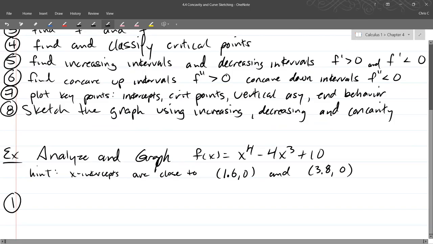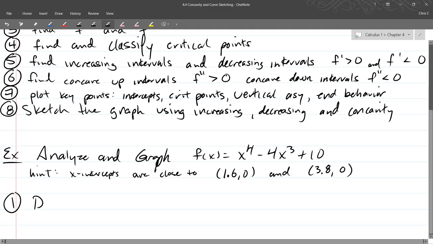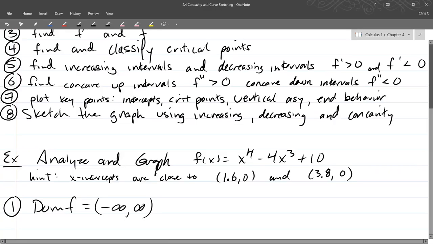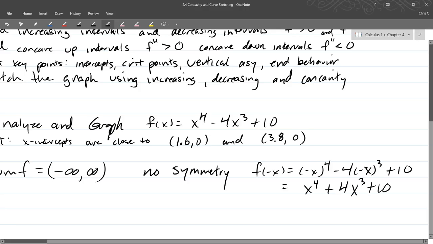What's the domain? All real numbers. No division, no square roots, all real numbers. This function has no symmetry. It's got an even and an odd power. You can check that really easily. Just take negative x and plug it into f. Negative x to the fourth minus 4 times negative x cubed plus 10. So we get x to the fourth, and there are 3 negatives and another negative, which is 4 negatives, which is positive. So this is not f of x or negative f of x, so there is no symmetry here.